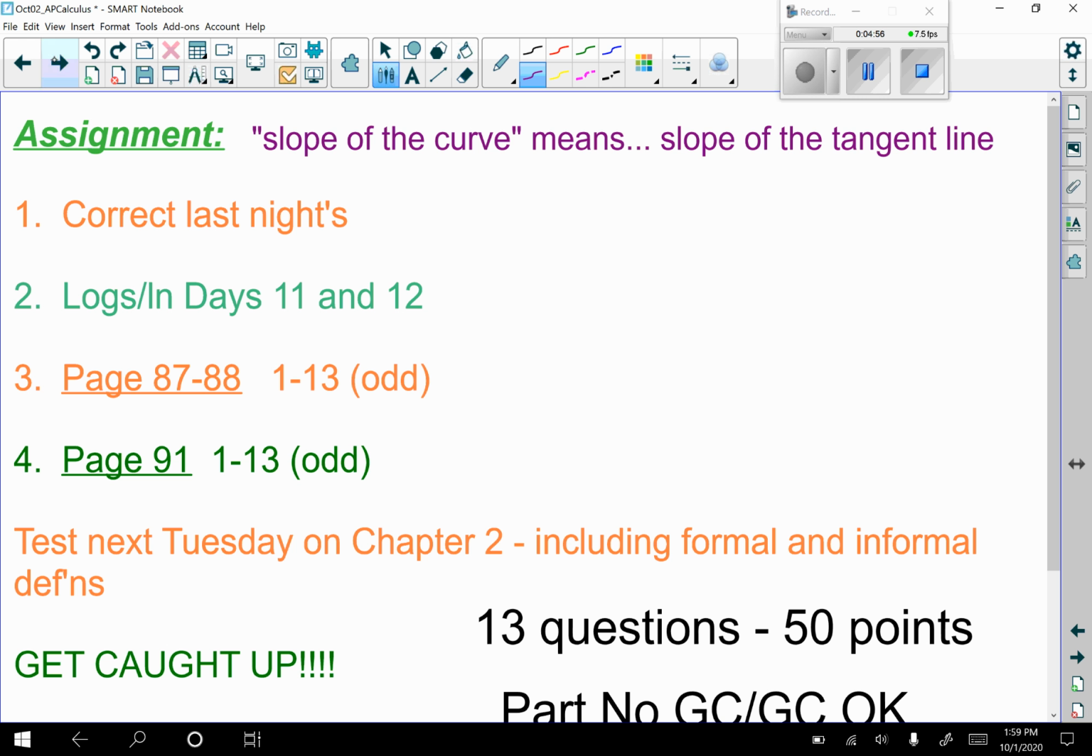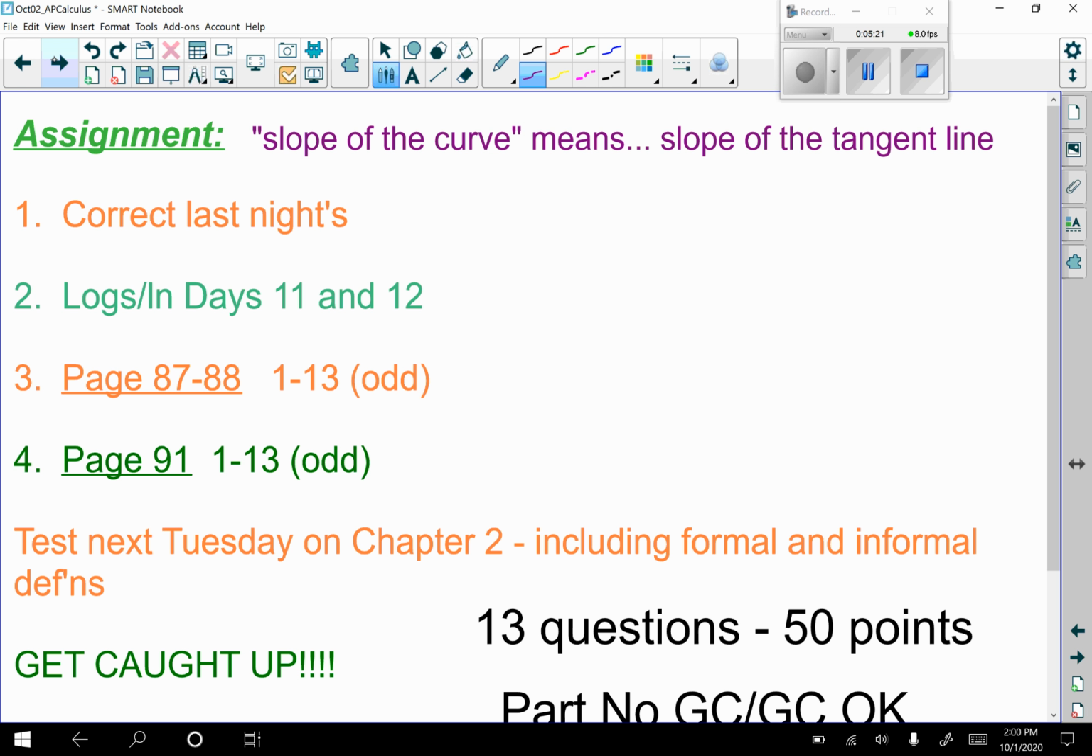All right, so the assignment today, when you go to read some of these problems, it's going to say find the slope of the curve. That just means the slope of the tangent line. So if you still need to go back and correct the two equations we had to write out from yesterday, please do that. Continue on with logs days 11 and 12. That'll wrap up our 12 days of logs. On pages 87 and 88, 1 through 13 odd. On page 91, also 1 through 13 odd.